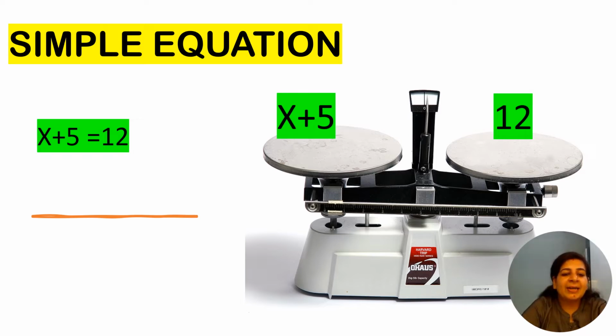Let's take a look at this equation: x plus 5 is equal to 12. Here x is a mystery box, and if we add 5 to whatever is inside, we end up with 12. But how do we find out what x is? It's simple. Can you guess? Yes, just do the opposite of adding 5, which is minus 5.